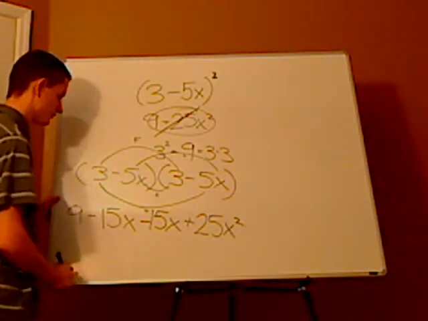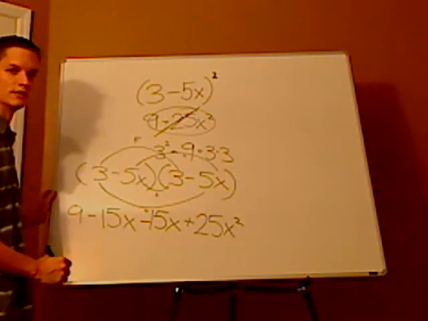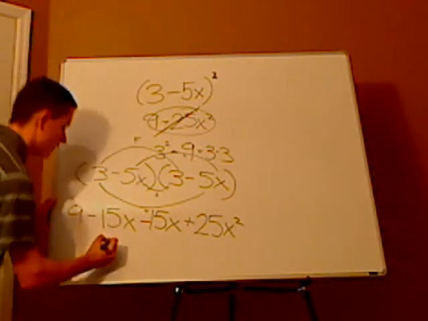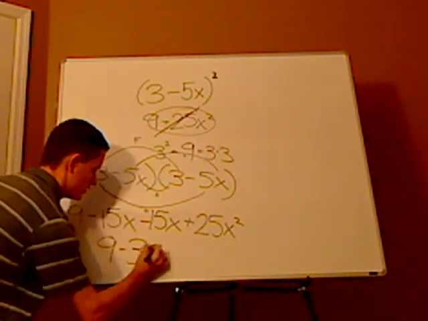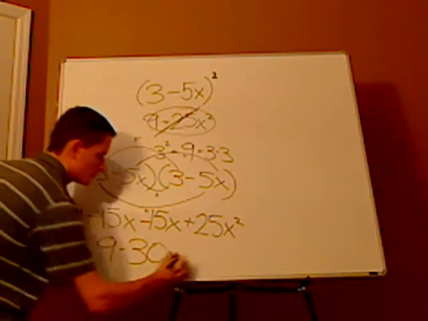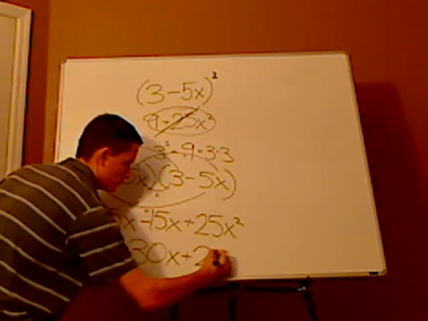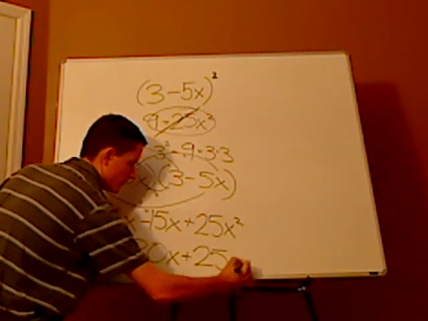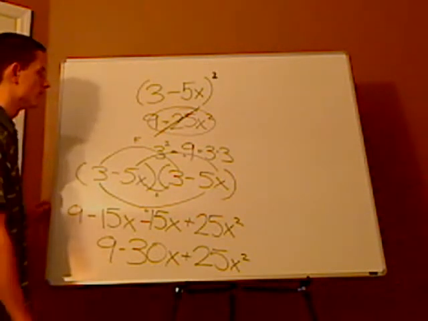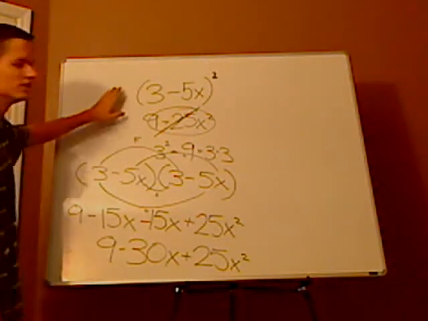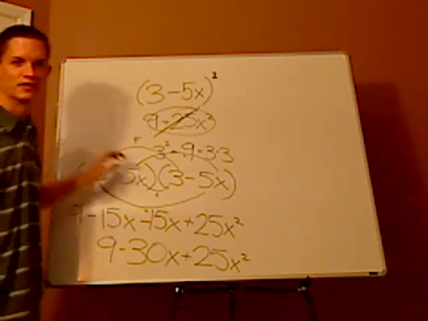So then you just simplify it. So your final answer is going to be what? Yeah, it's going to be 9 minus 30x plus 25x squared. That's it.